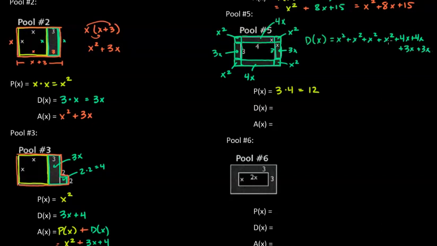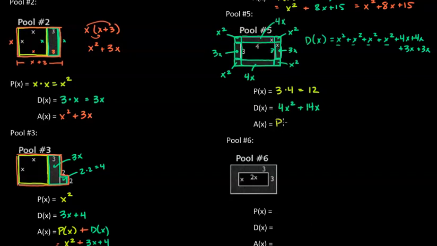Now if I combine like terms in this big, long function, I can see I have 1, 2, 3, 4 x squared terms, so that's 4x squared, plus 4x plus 4x is 8x, plus 3x is 11x, plus another 3x is 14x. So the deck area is 4x squared plus 14x.